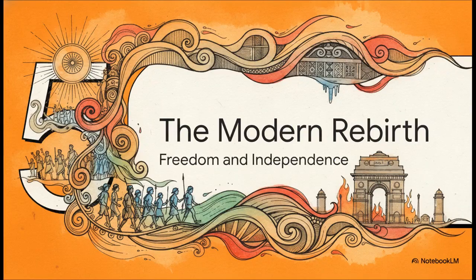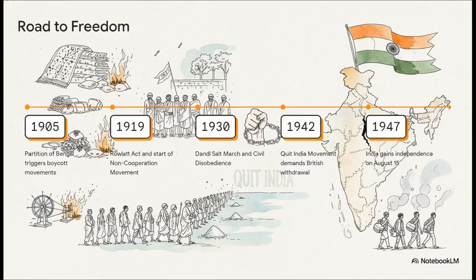Which brings us to our final, highly energetic epoch, the modern rebirth. This is all about the transition from colonial subjects to a modern independent republic, driven entirely by mass movements. Going into the early 20th century, the national movement shifted gears fast. Moderate petitions turned into radical boycotts, especially after the 1905 partition of Bengal. The anger only deepened in 1919 after the horrific Jallianwala Bagh massacre.